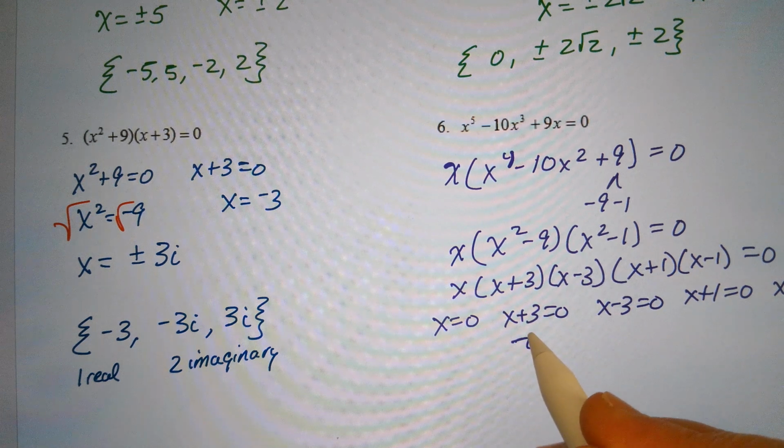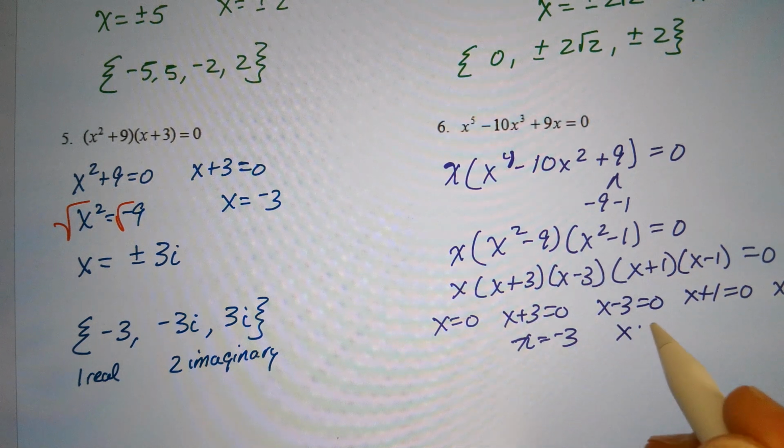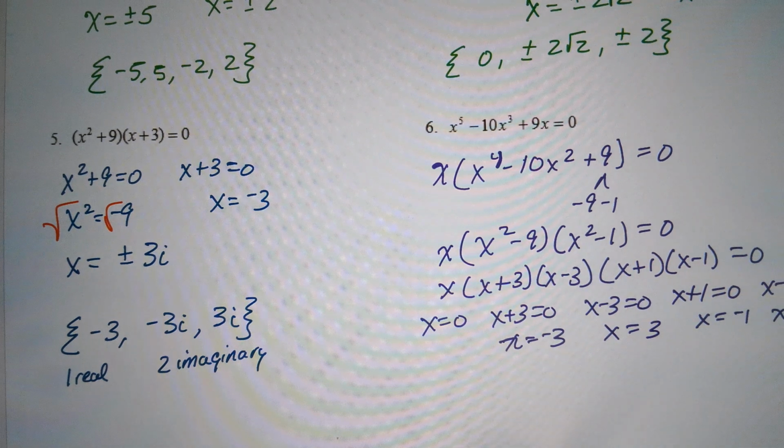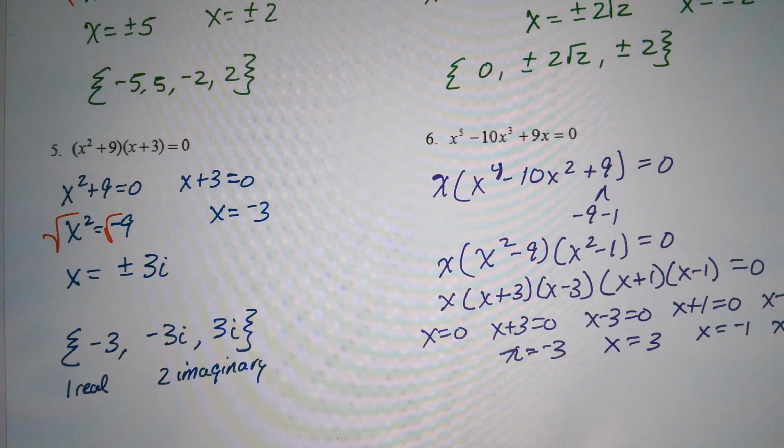Or if you preferred, you could have set this equal to 0 and then solve each incomplete quadratic, as they did similarly to others. Alright, so we do have 5 solutions, 5 real solutions: 0, negative 3, positive 3, negative 1, positive 1.